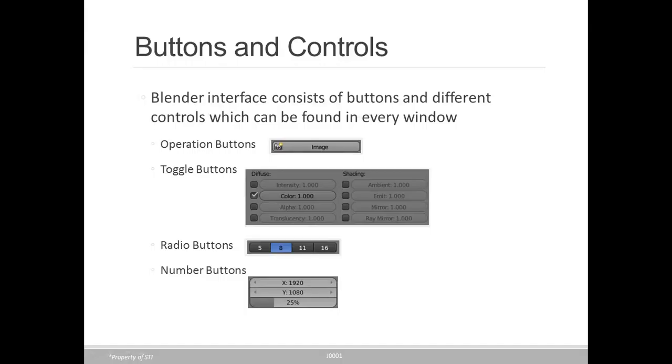So panels generally appear in the properties window, which can be found on the right hand side of the default screen layout. Panels are also found on the tool shelf and the properties shelf, which are toggleable parts of a 3D window.